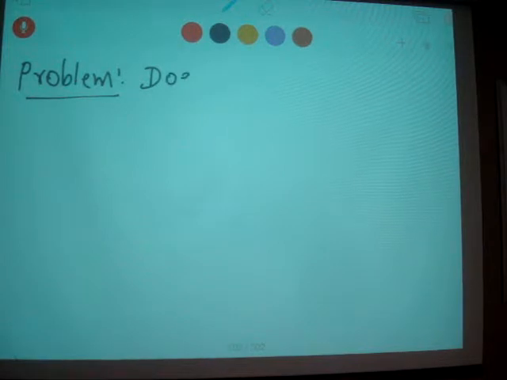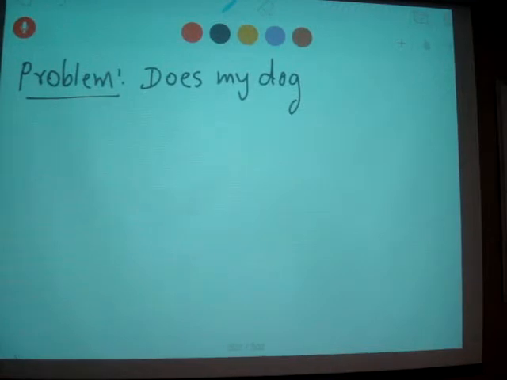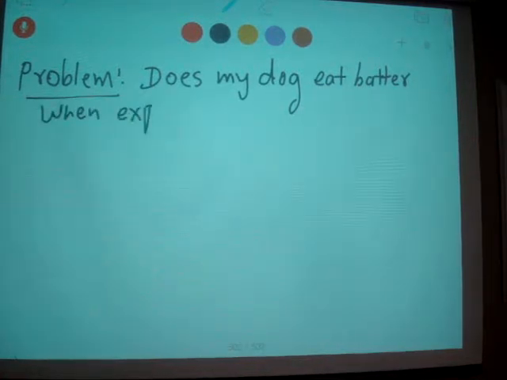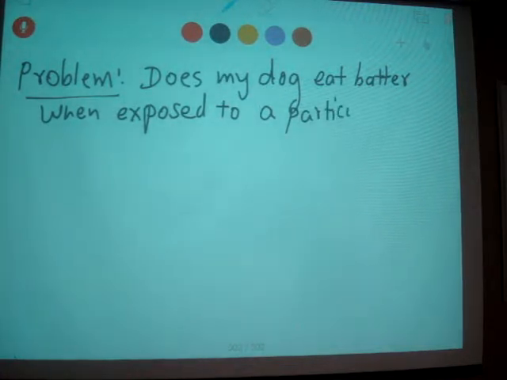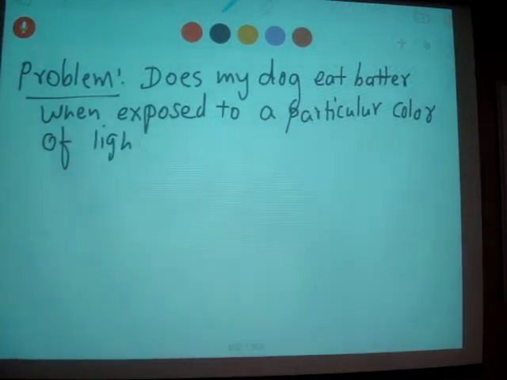Does my dog eat better when exposed to a particular color of light? That was their problem. So that was their observation.